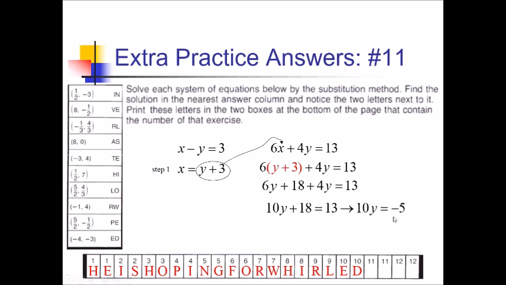And be careful at this point. We're dividing by 10, not negative 5. So we have y equals negative 5 over 10, which I can reduce to negative 1 over 2. This is the y value I'm going to plug back in to this isolated equation up here to get my x value. Now when I do this, I want to get a common denominator.